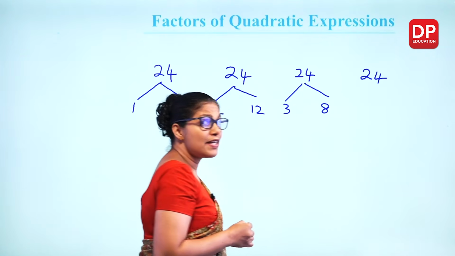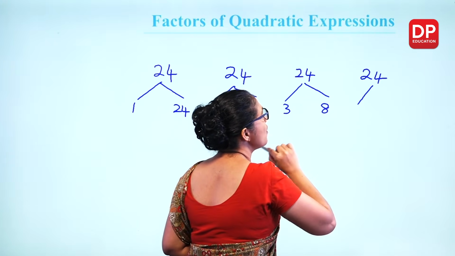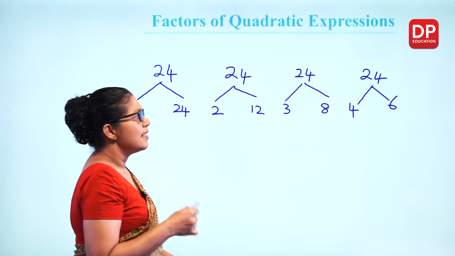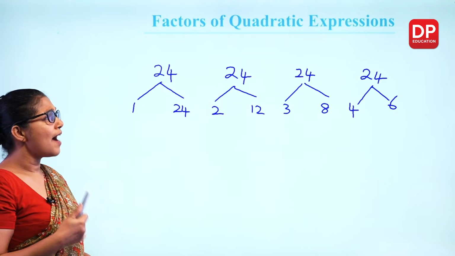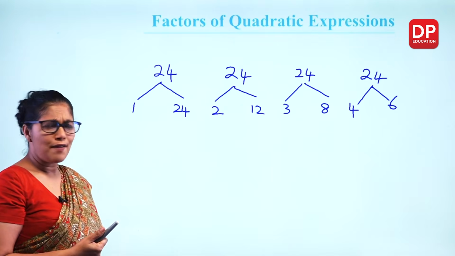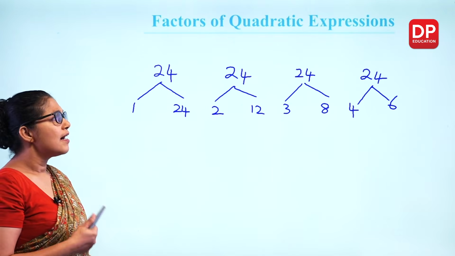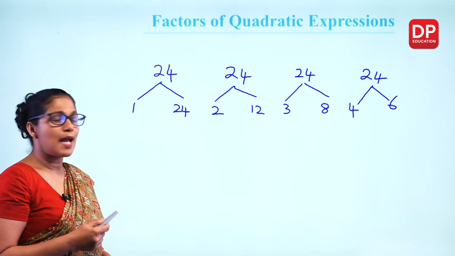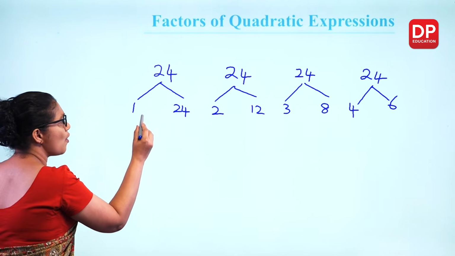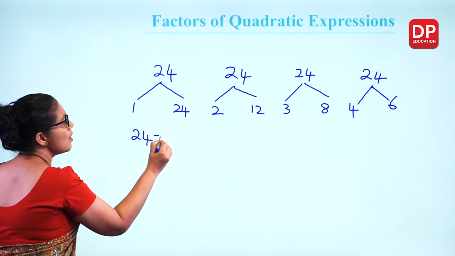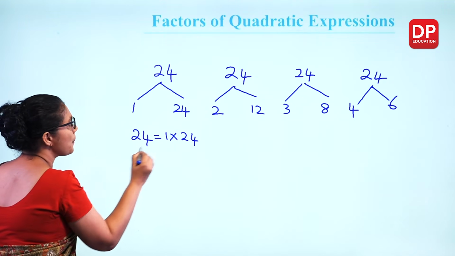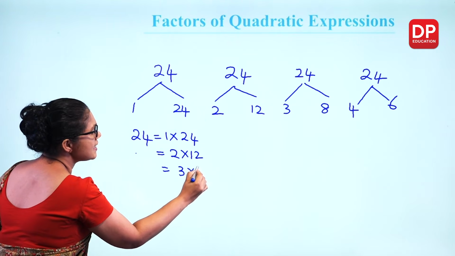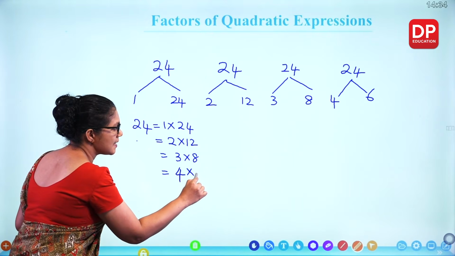Now try with another number. I can write 24 as 4 times 6. Do you have any more factors? With 5, no, it's not divisible by 5. Again 6, 6 times 4. So 4 times 6 is the same as 6 times 4. So here we can write 24 as 1 times 24, 2 times 12, 3 times 8, 4 times 6.